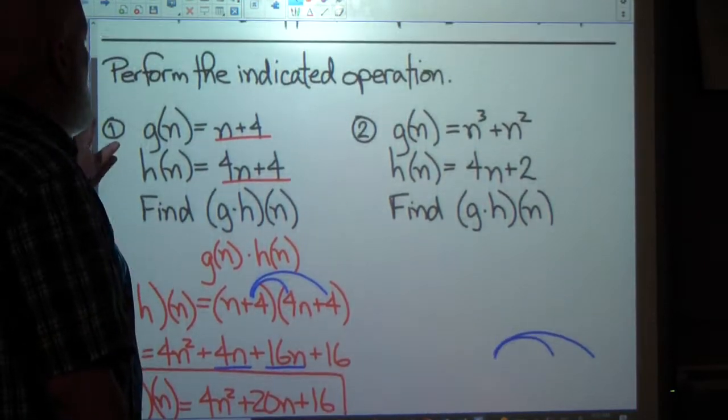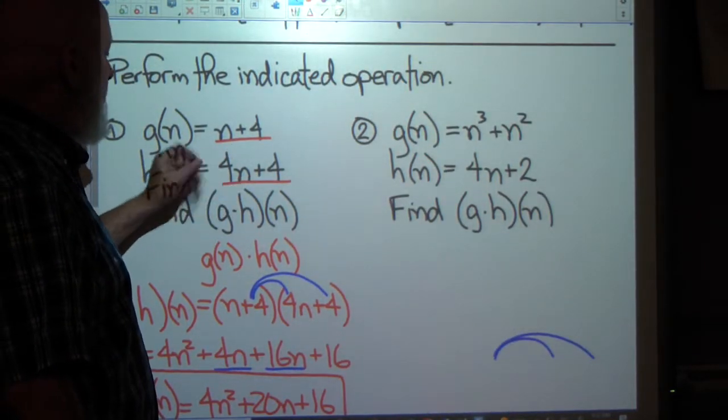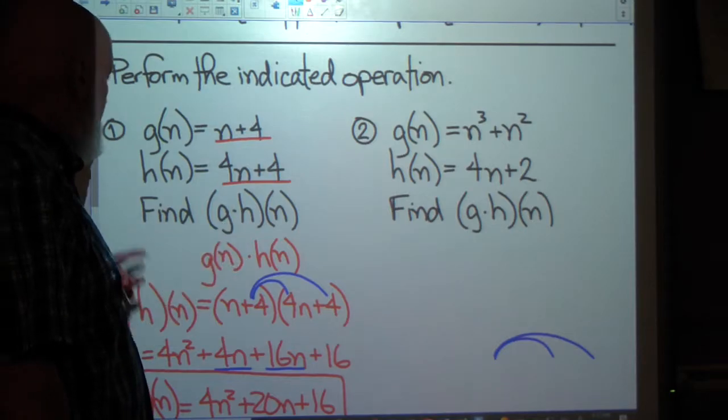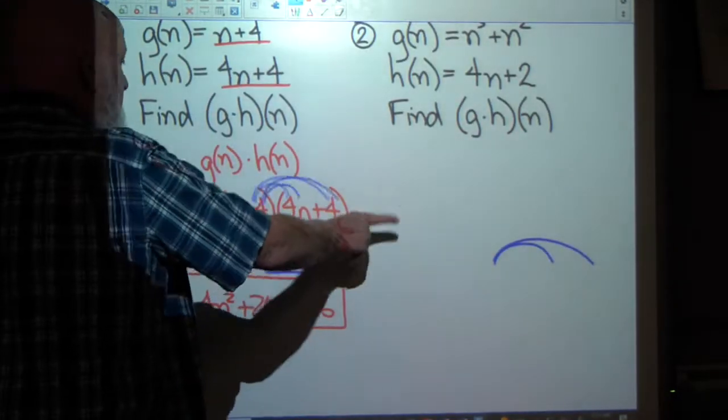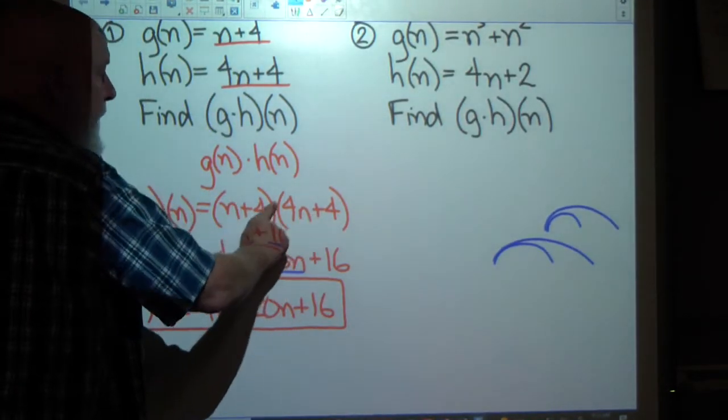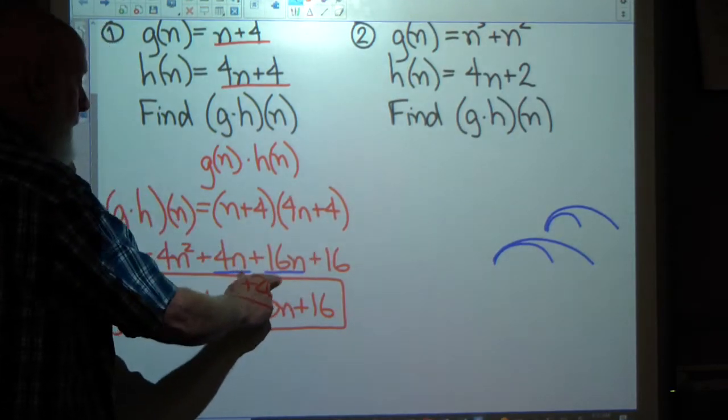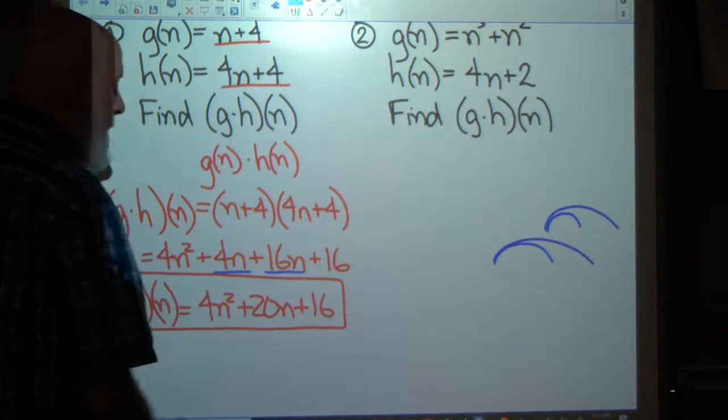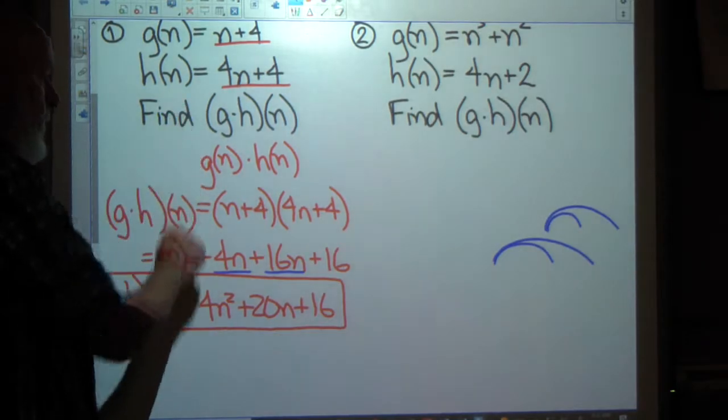So I just took this function, I took that function, I multiplied them together because that's what I was asked to do. I FOILed. First, outside, inside, last, combined like terms, and there's my product. That's the product of those two functions.